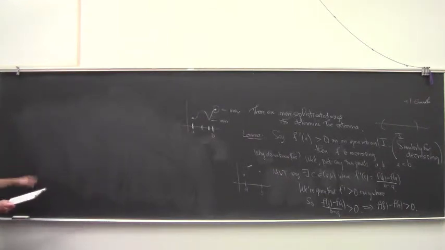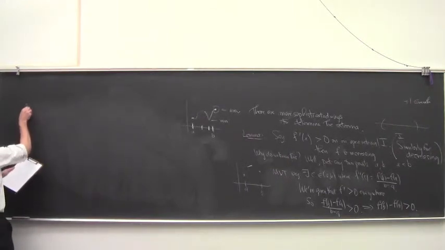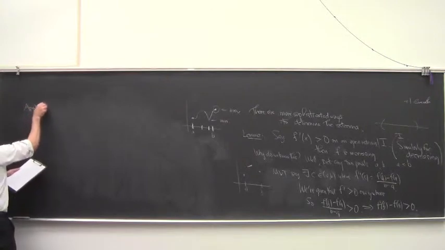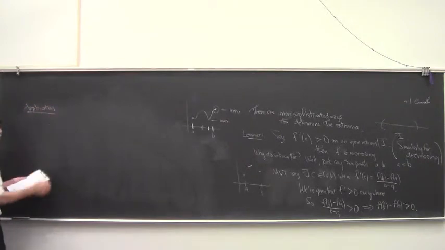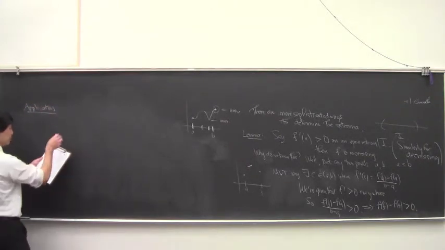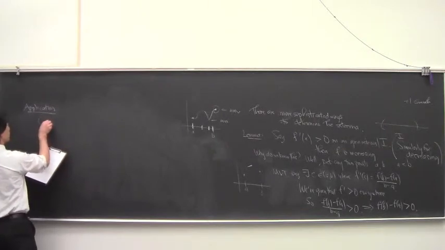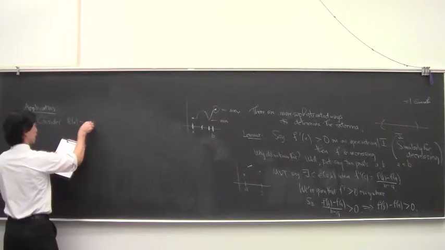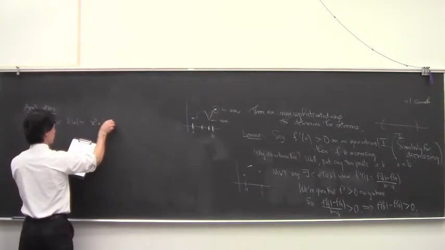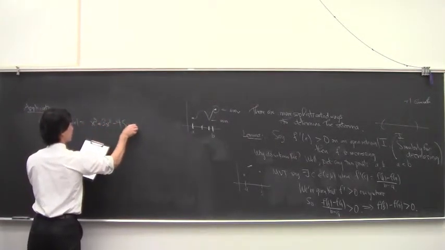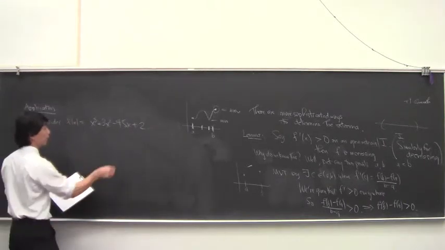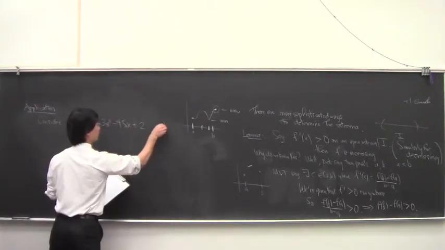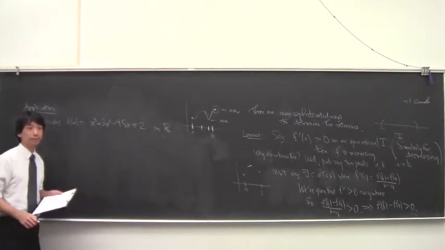Okay, so let's see how we use this in the finding of maxes and mins. Let's consider the function f of x equals x cubed plus 3x squared minus 45x plus 2, on all of the real line.